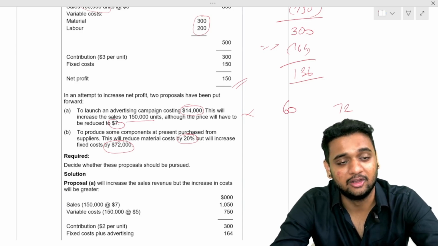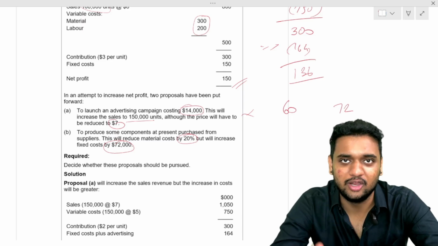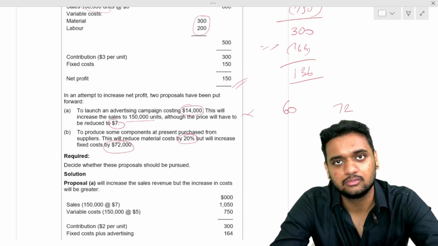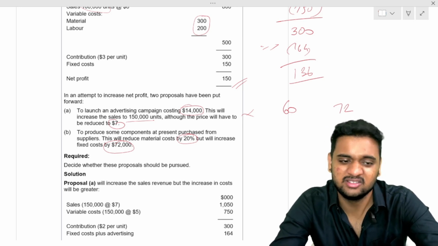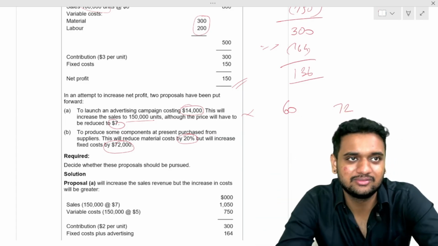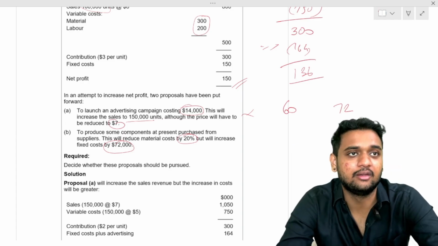See from the other perspective, sir, today we are getting machinery of 72,000 to produce some components. You will not produce only for this year, you will produce for life. Today you are getting machinery to produce some components. This year you are saving 60,000 rupees. Like this, every year you will save. Every year you will save. So that you can write.